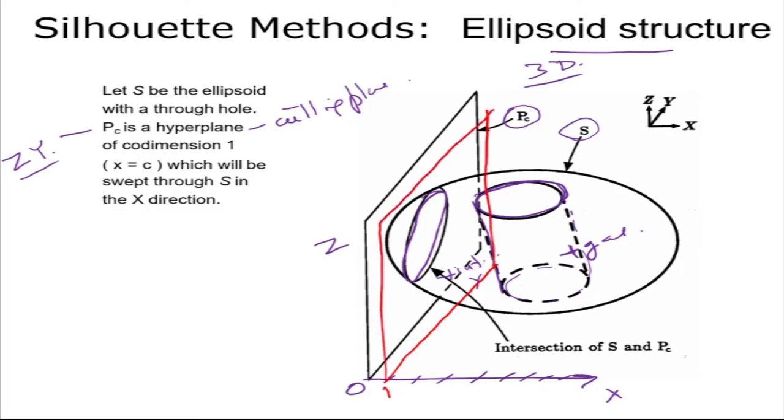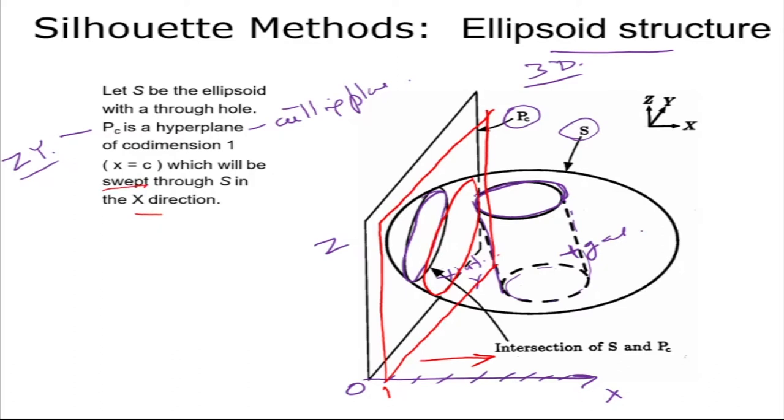Now you can see that it is going to cut the ellipse. Where is it going to cut the ellipse? It will cut the ellipse somewhere here like this, the red line. So we keep moving this hyperplane in this direction and we keep taking slices. So this hyperplane is going to sweep through S in the x direction.